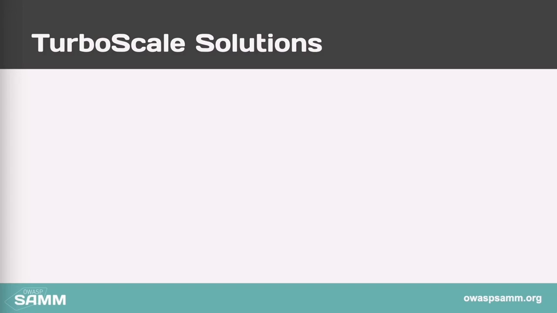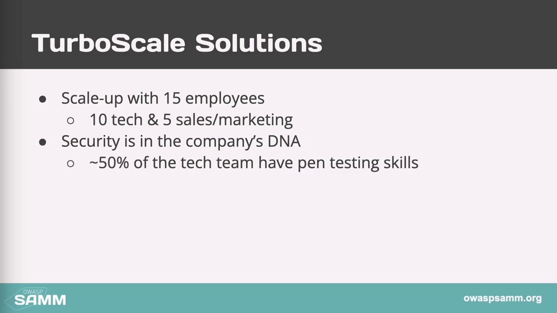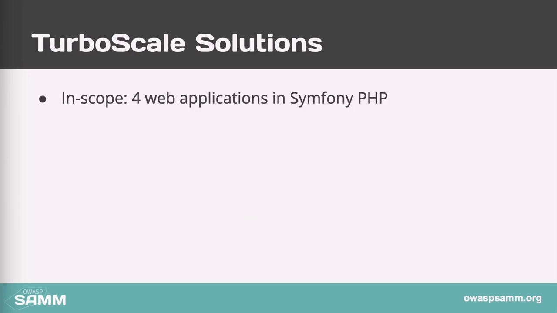So here is our first case study. It's a scale-up called TurboScale Solutions with 15 employees. Most of them are technical, and only 5 are sales/marketing employees. Security is in the company's DNA, so there are quite a few practices in place. 50% of the tech team more or less has pen testing skills, so these are actually security people, but they are currently involved as engineers or devs. There is a strong company culture and training, continuous training going on. There is quite some tribal knowledge, although there are also quite a few tools and documentation in place.